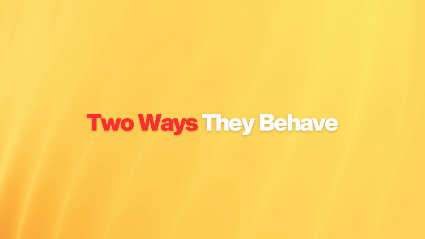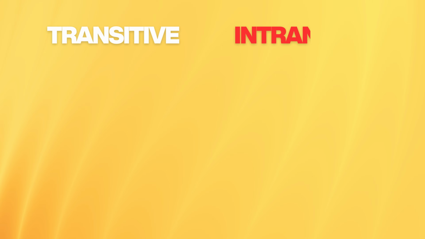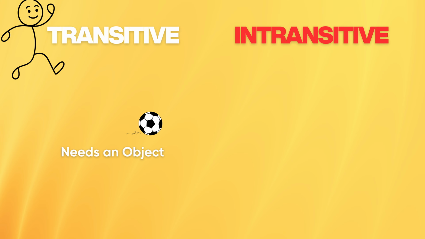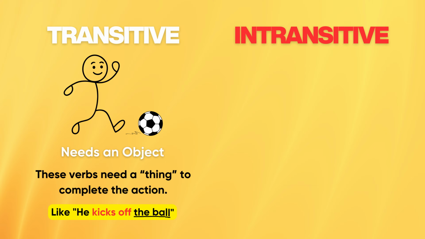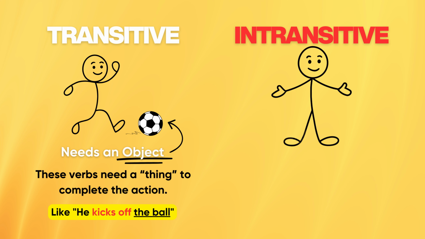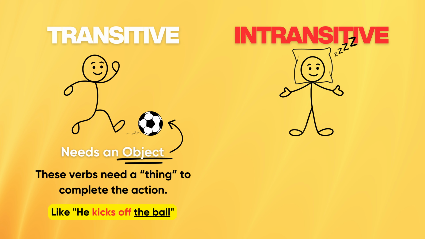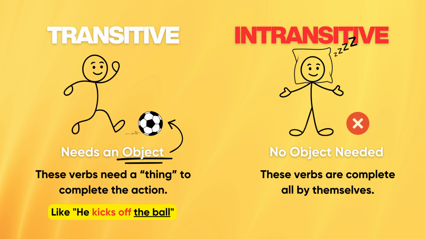Two ways they behave: transitive and intransitive. Transitive phrasal verbs need an object to complete the action. Like he kicks off the ball. Here the ball is the object. Whereas intransitive phrasal verbs do not need an object. They are complete all by themselves. Like I woke up, no object to act on.